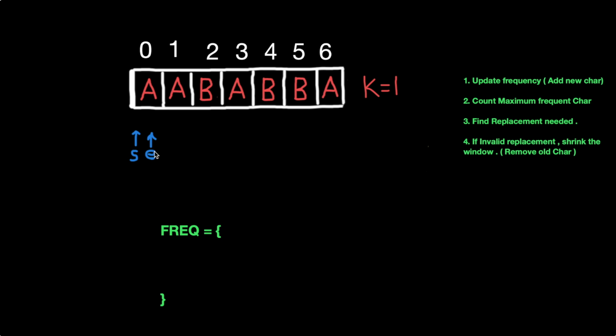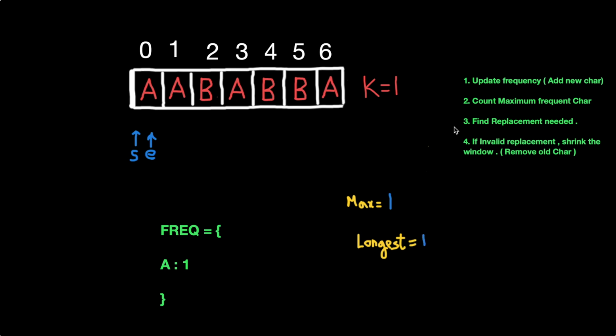Okay. First, we'll update our frequency. That is, initially when the end pointer is pointing here, I'll update my frequency like this. So currently only A is encountered, so A is 1. Okay. And I'll count the maximum frequent character. So my maximum frequent character count till now is just 1. And now I'll find the replacement needed. So initially we don't need any replacement, because 1 minus 1 is 0 and it is less than or equal to 1. So there's no question of it being invalid. And also in each iteration, I will maintain my longest substring, that is the current sliding window. The current sliding window is of size 1, so it will be 1.